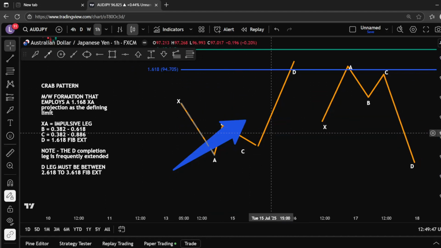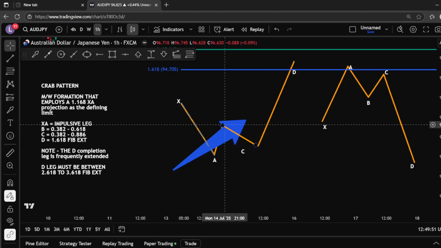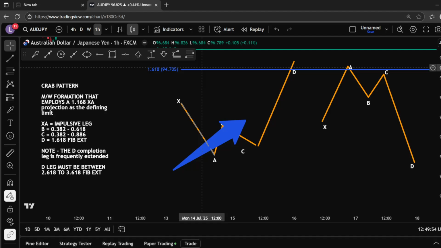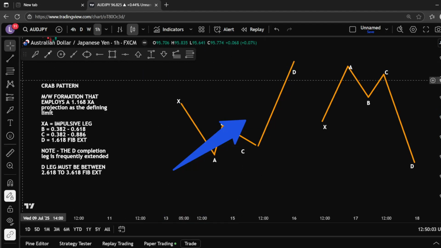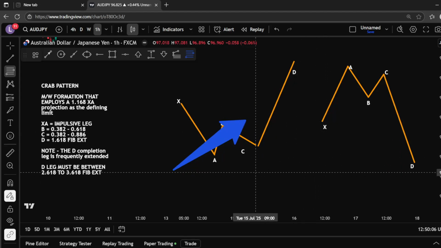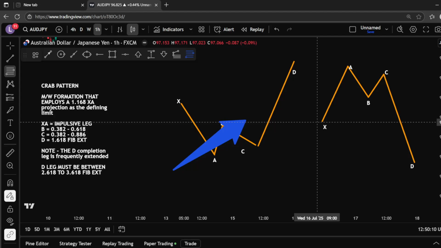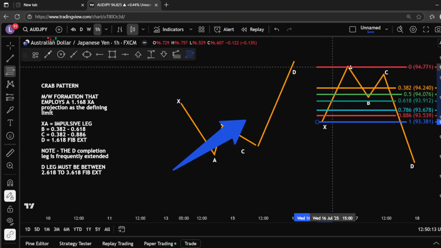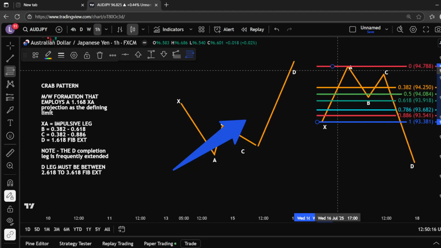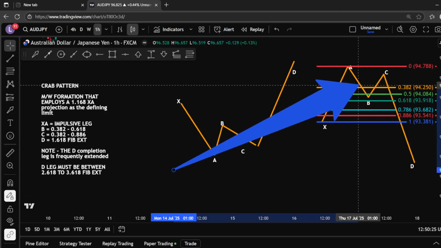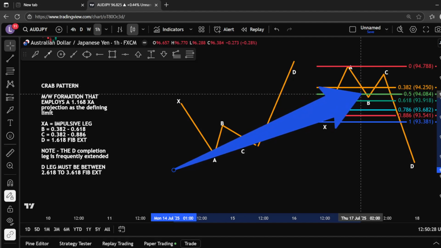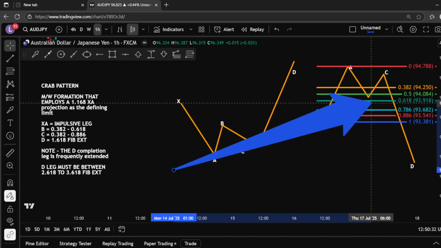All right. So for the bullish one, it is the same measurement. For example, you take your fib retracement, and from the impulsive leg X to A, where the impulsive leg completed before this pullback, your B leg must touch 0.382, but must not go past 0.618.